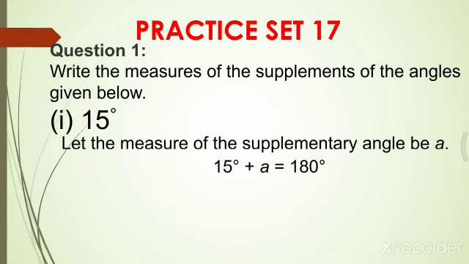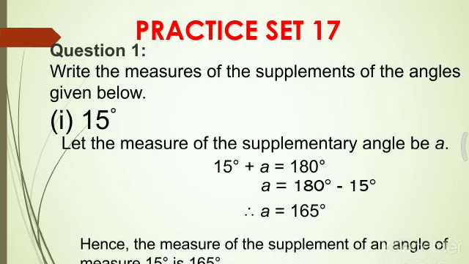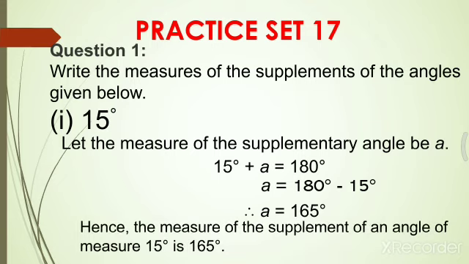So addition will become subtraction. So in the next step you will write down A is equal to 180 degrees minus 15 degrees. Clear? So when you subtract this 15 from 180, what will you get? You will get 165 degrees. So what is the measure of the supplement of 15 degrees? That is 165 degrees. Hence the measure of the supplement of an angle of measure 15 degrees is 165 degrees. Clear? That is how you find this.